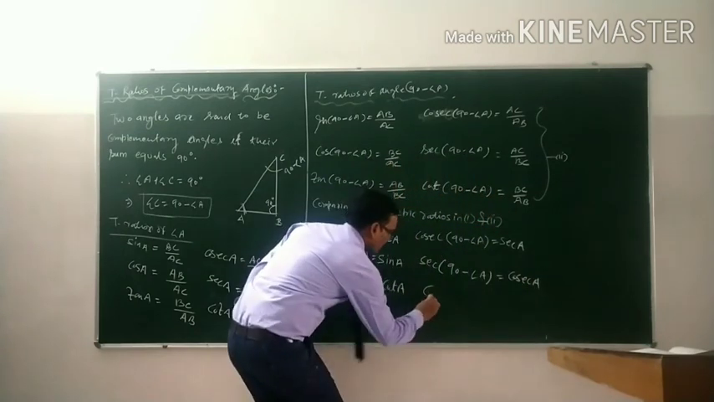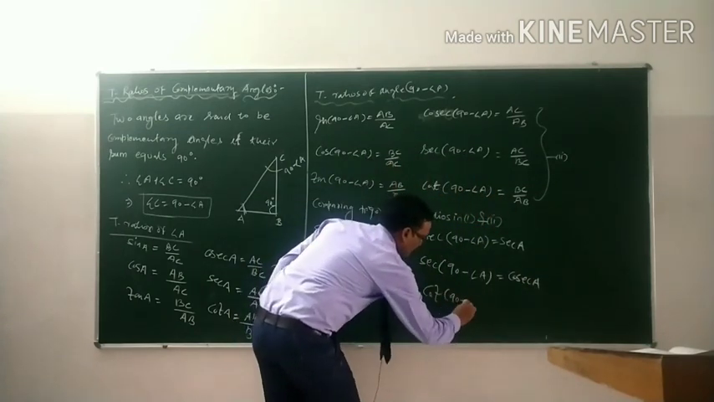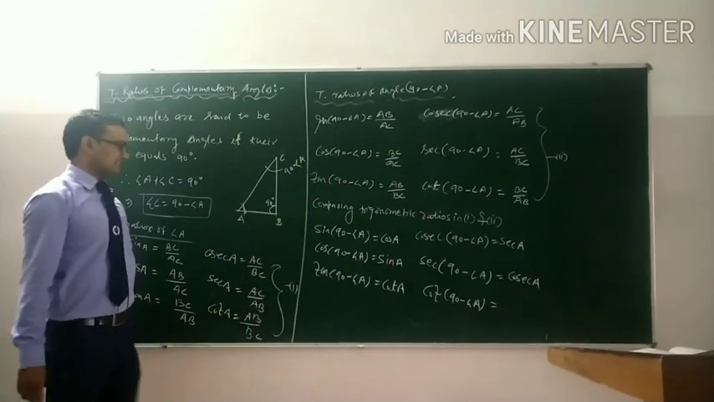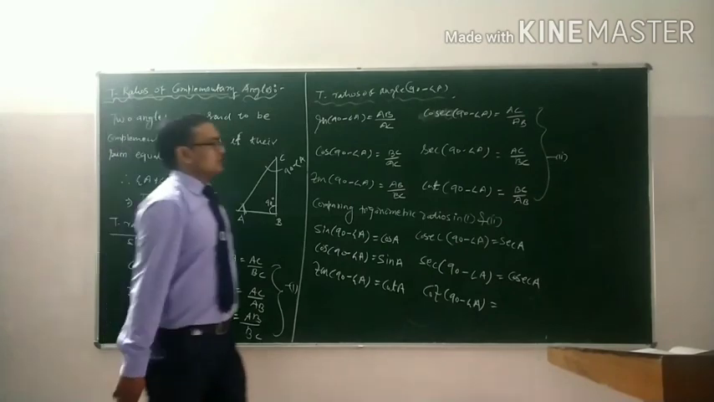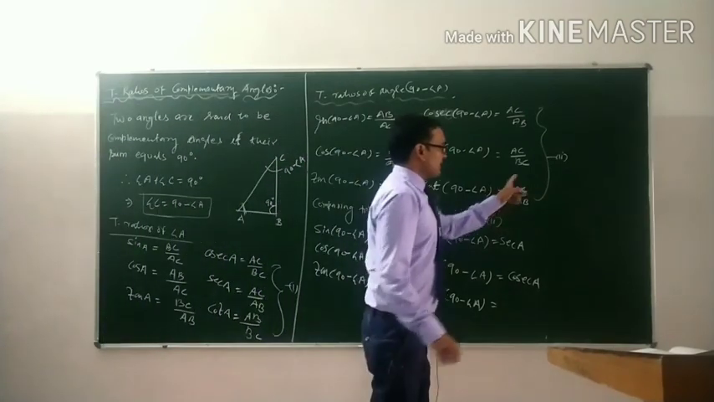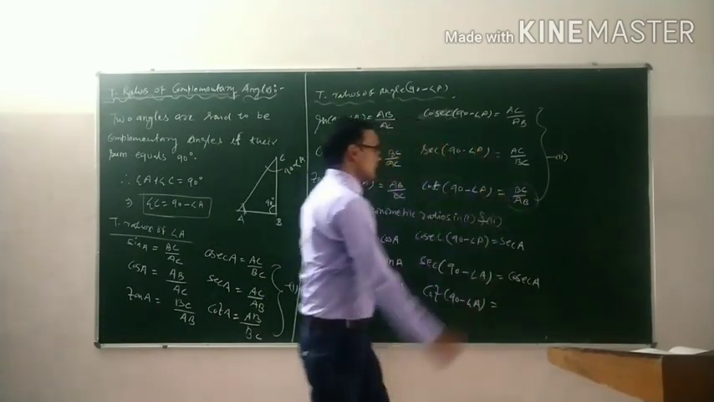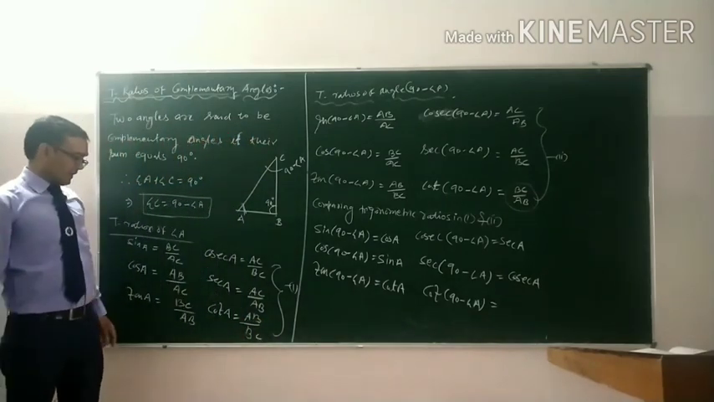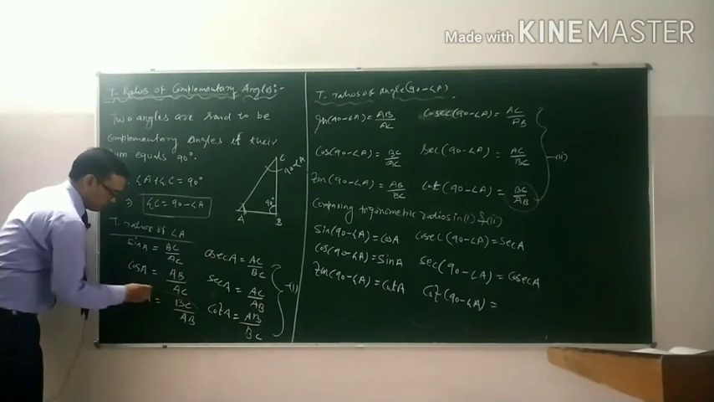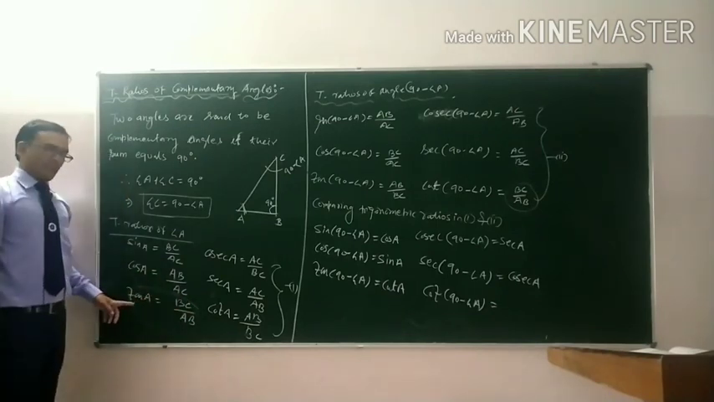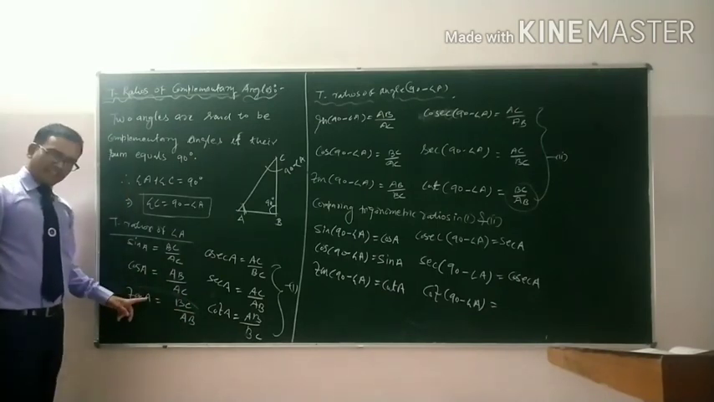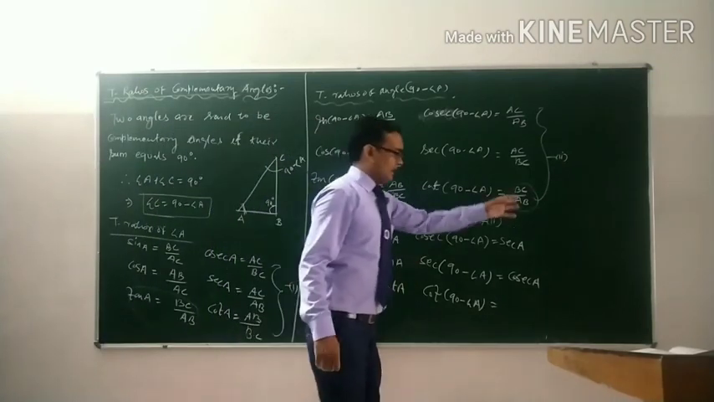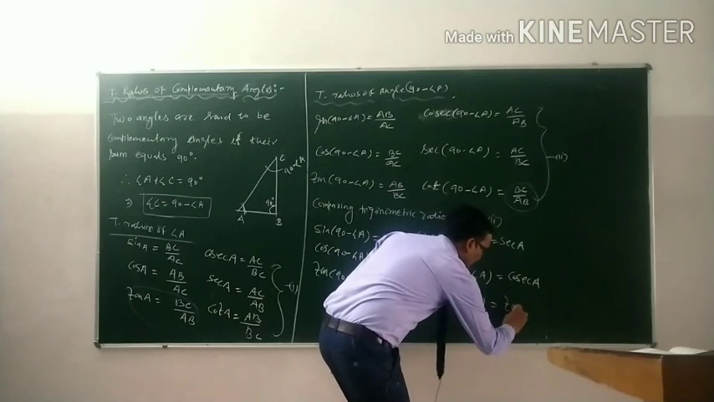Okay students, cot 90 minus A is equal to BC upon AB. Here we check what is the value of BC upon AB. The value of BC upon AB is tan A. So in place of BC upon AB, we write tan A.